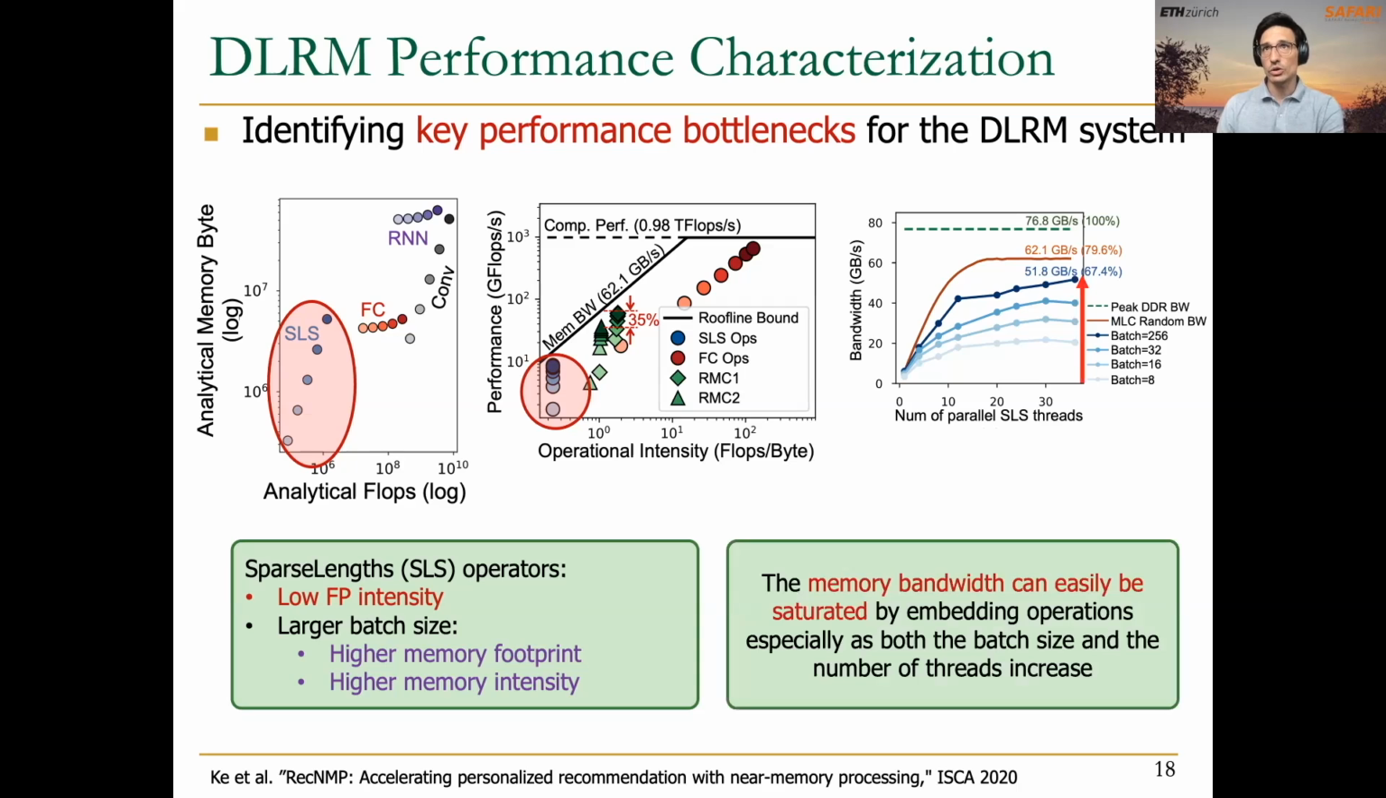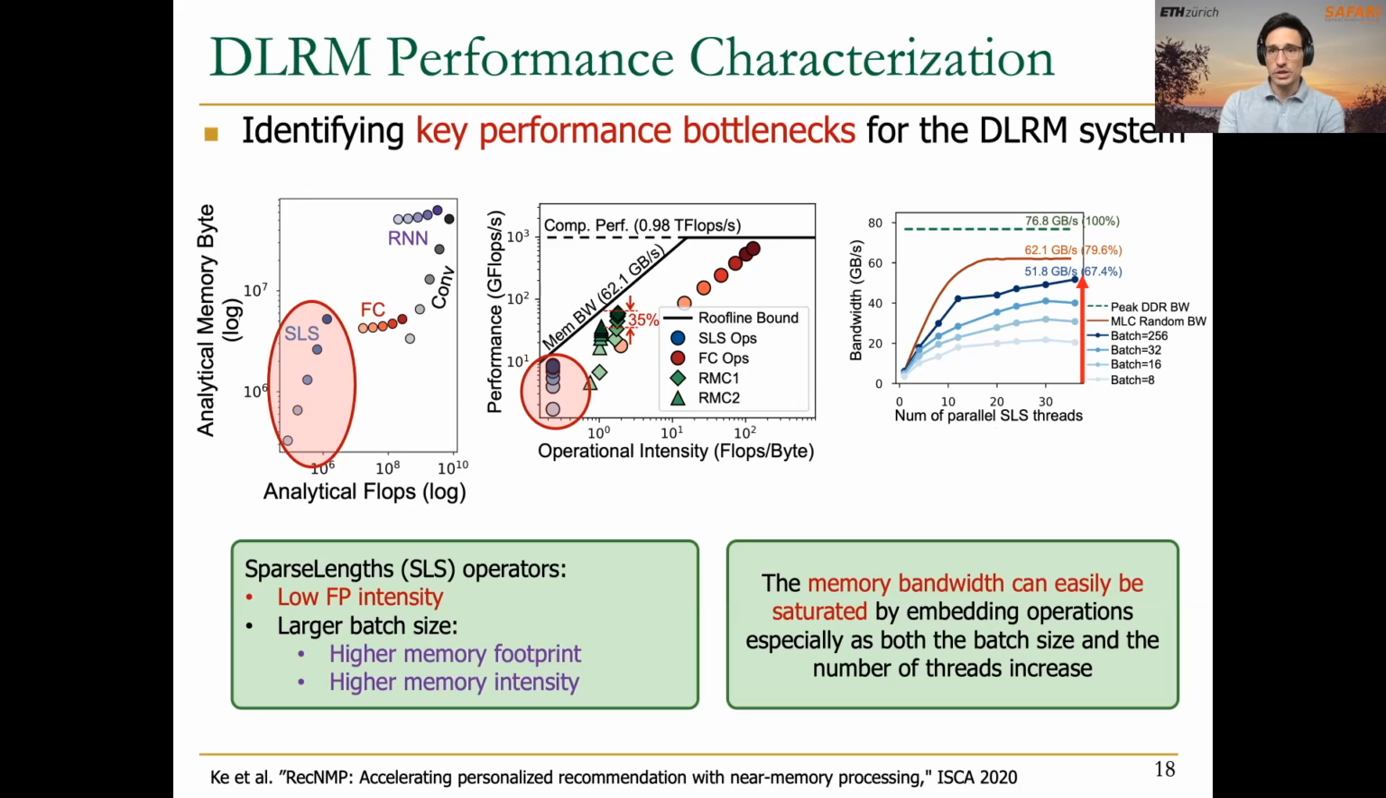And we can also observe this bandwidth plot on the right-hand side, and we see that the memory bandwidth can easily be saturated by embedding operations, especially as both the batch size and the number of threads increase. So this demonstrates that these operators are memory bound, especially when we increase the number of threads and the batch size.